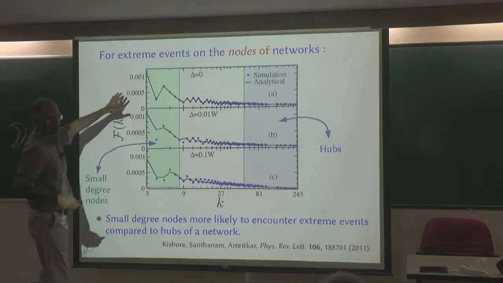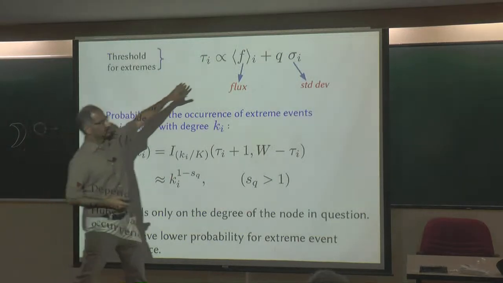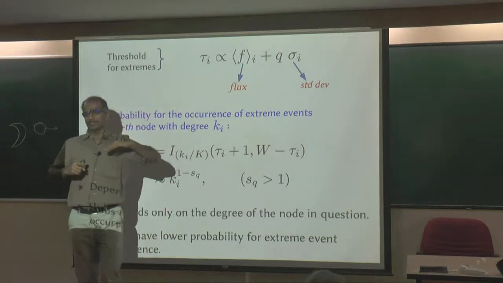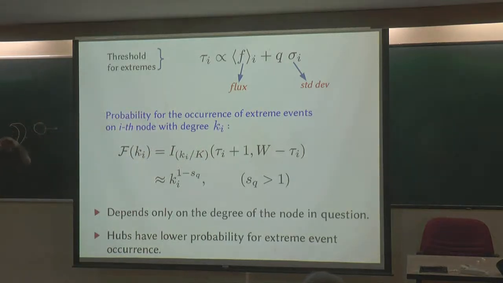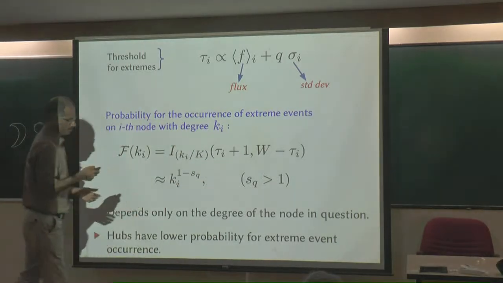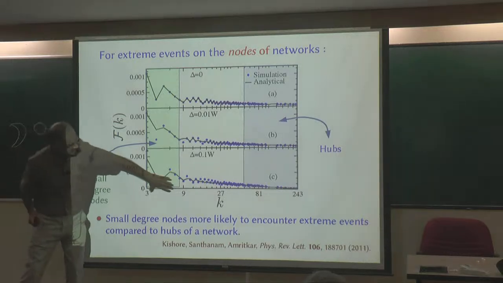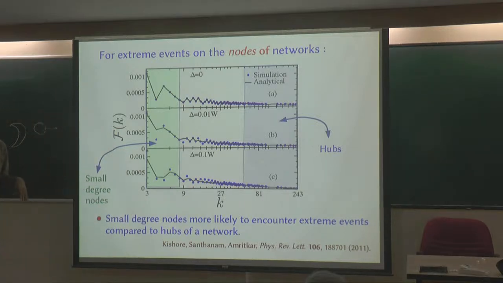Turns out that that is not really the case when you use this kind of a threshold, which weighs the threshold as per the mean flux, typical flux that is passing through the network. So hubs have larger mean, right? Hubs have larger mean. Yeah, that's right. But less, yeah, that's right. Yeah. So the central result is that the small degree nodes like these are more likely to encounter extreme events as compared to the hubs of the network.